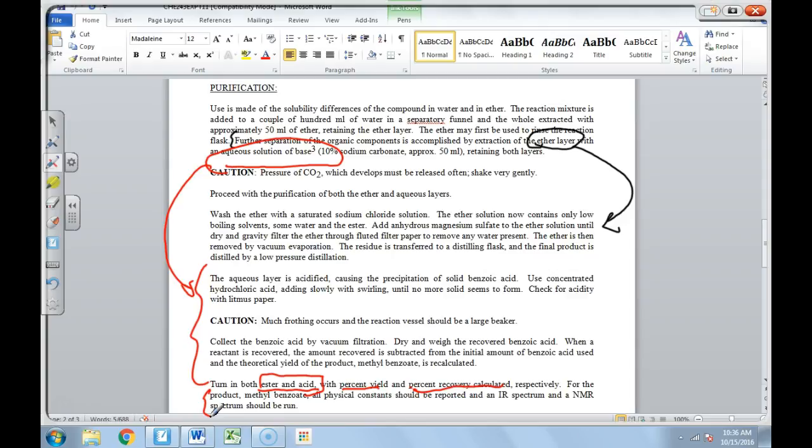the IR. You're not going to do NMR here, but you can do kind of whatever you think is the best way to know whether you have methyl benzoate or not. Okay. So that's the pre-lab for this experiment.